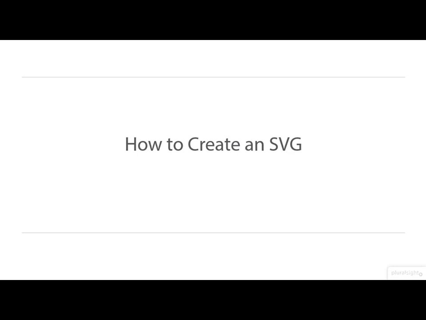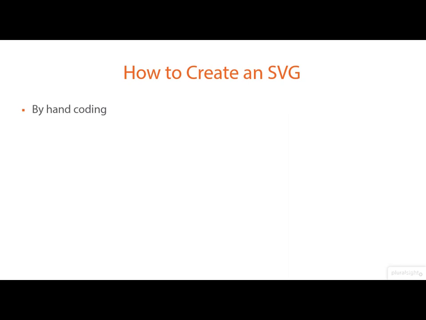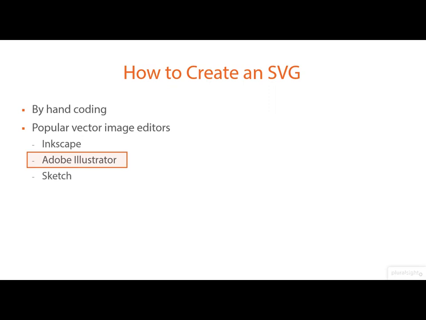How do we create an SVG? SVGs can be created by hand, or they can be created in vector editing software such as Inkscape, Adobe Illustrator, or Sketch. For the purposes of this course, we will use Adobe Illustrator since it's probably the most widely used.